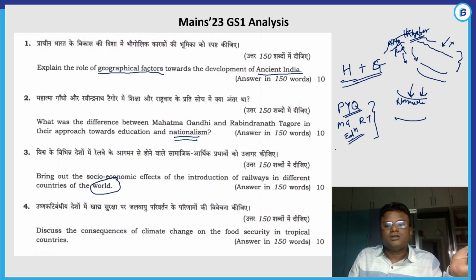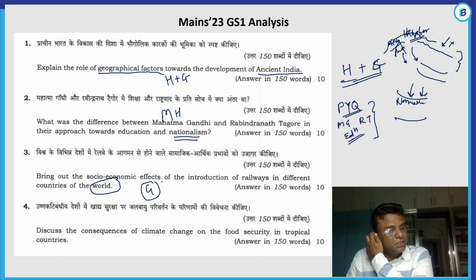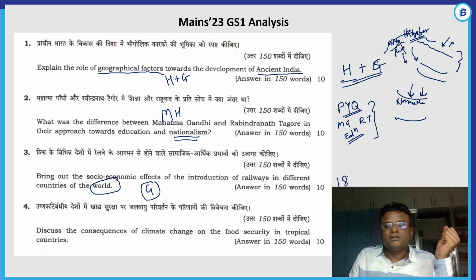Now I will call this, of course, a modern history question. This is a history plus geography question. Here I will categorize this as a geography question, not history. But you know that the Industrial Revolution period was the time when the railway started in many countries. The question is, what are the socio-economic effects of the introduction of railways in different countries?